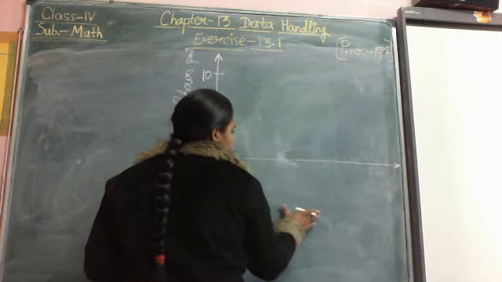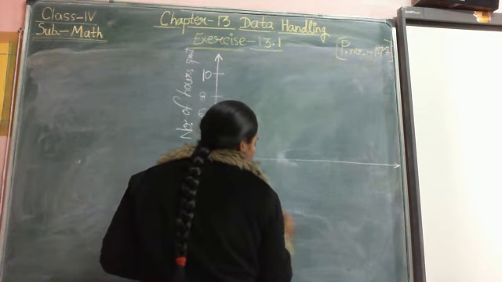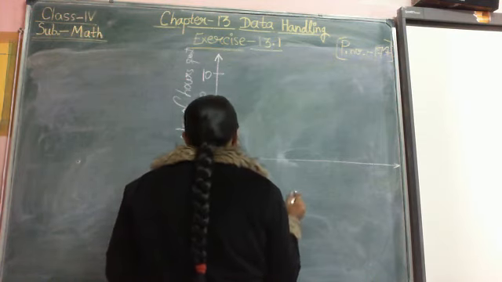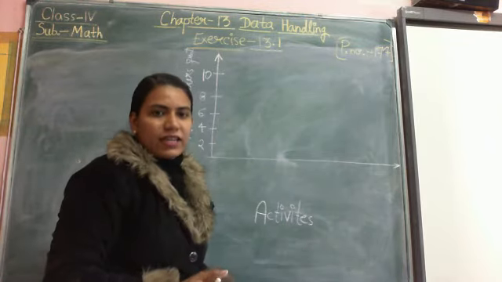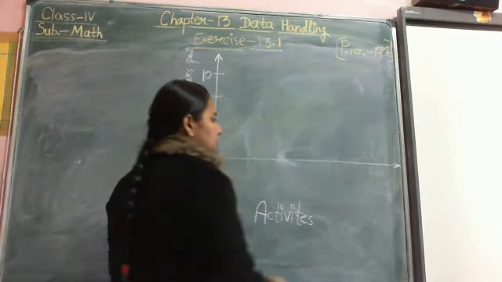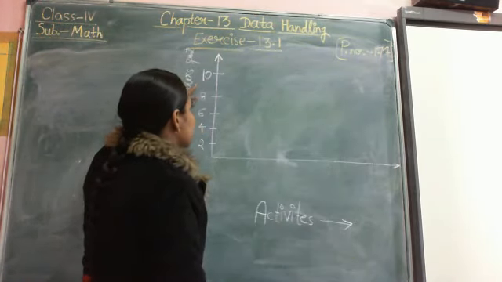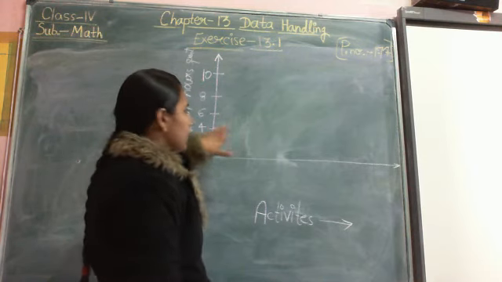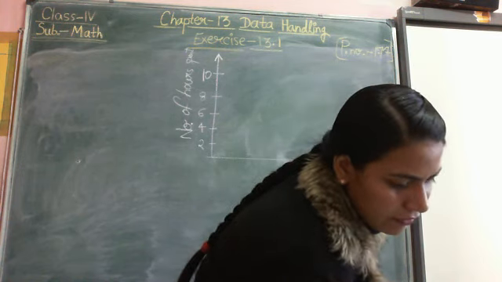And here activities are written. This is the horizontal line. On the horizontal line, what did they show? They showed activities. Whose activities? A boy whose name is Rohan. Rohan's activities are shown on the horizontal line, and the number of hours spent on each activity is represented on the vertical line.